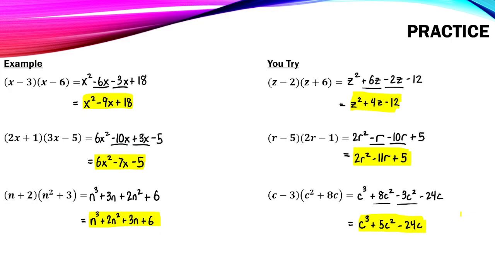So those are our you-tries. Hopefully we got the same answers there as well. Now, the last thing we're going to cover is if we have a binomial and trinomial together. Now, this one is when I want you to think about distributing multiple times.